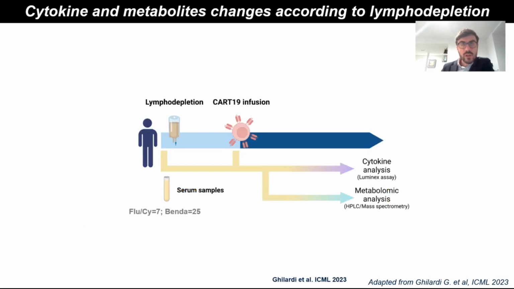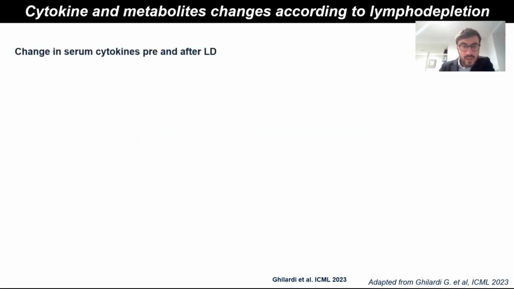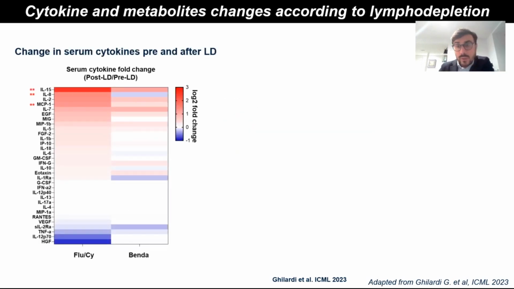So we tried to gather a little bit of mechanistic data about these two lymphodepleting regimens. And we performed cytokine analysis and metabolomic analysis. And this was done pre and post lymphodepletion. It's interesting to see that a lot of cytokines are differentially expressed in the two groups, with most of them being higher in the flu-cy group.